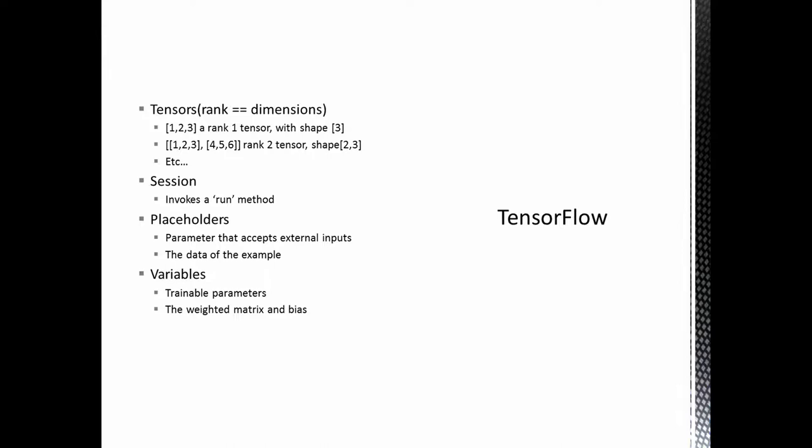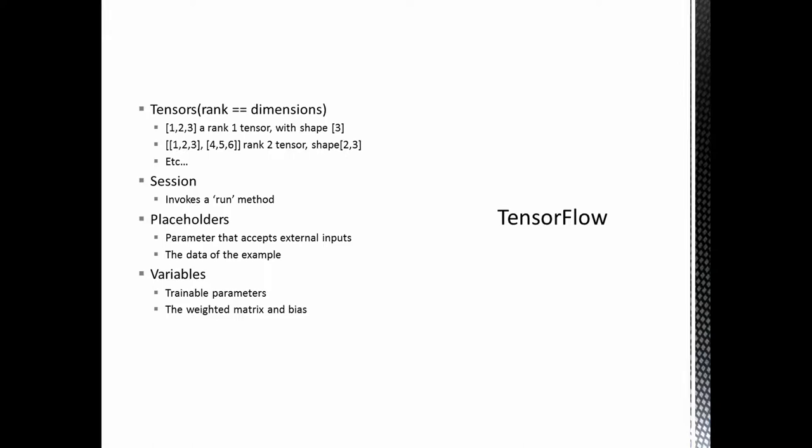Okay, so TensorFlow. This is the basics of tensors. This is all you really need to know to play around with it. Tensors are ranked in dimensions. The first one is rank one, which is one dimensional, and it has shape three. The second one is two dimensional, 2 by 3, and so forth. And then you just use square brackets, and so forth.